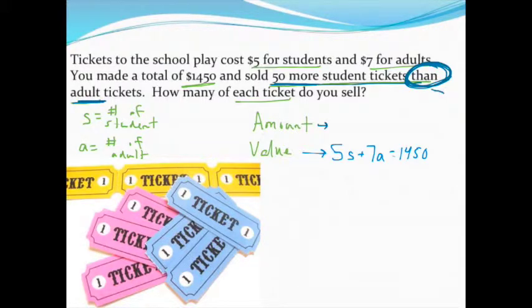So my arrow has to kind of go all the way backwards. So look at the word that comes after the word then. That's what you're going to add to. That's the trick that I use. So I have the adult tickets, remember, not value, so just A, the number of tickets, plus 50 would equal the number of student tickets.